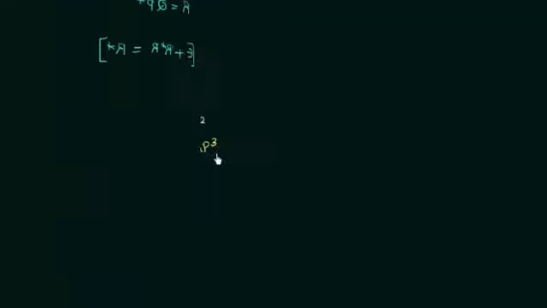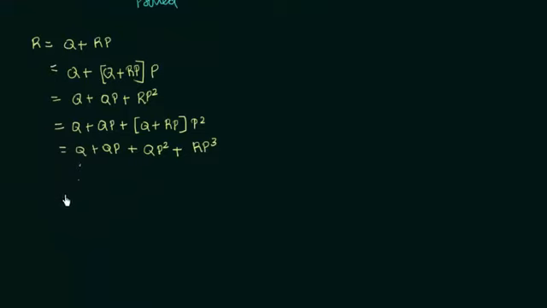RP cube. Okay, so if you continue this n number of times, you will get Q plus QP plus QP square plus it goes on up to QP to the power n plus RP to the power n plus 1. Now why did I do this? If you observe it here, you see that when the second last term is a square, then the last term is a cube. That means 2 plus 1, 3. So in the same way, if the second last term is n, then the last term, this RP term, will be n plus 1. So this is how we get this.